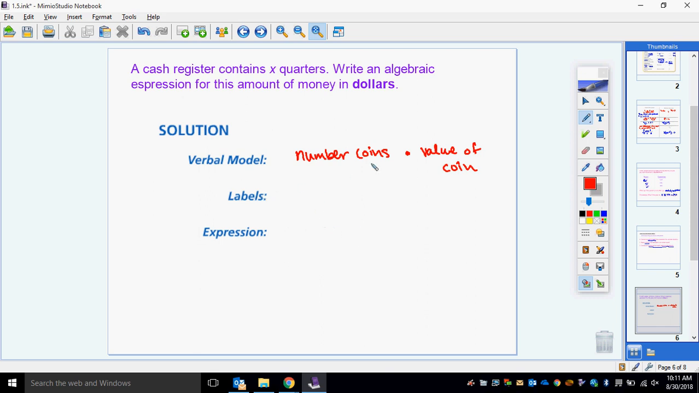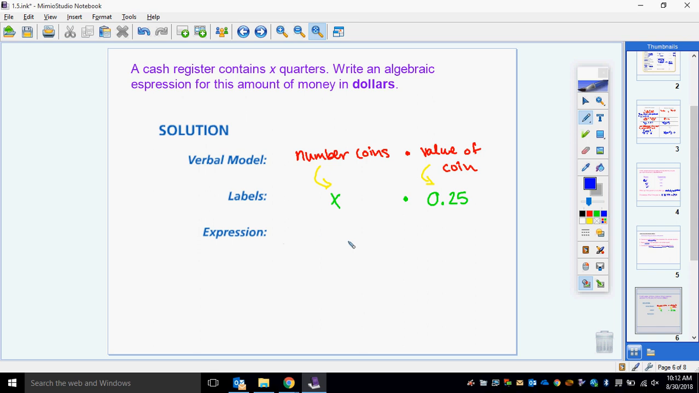So now let's put in labels. The number of coins, it says, I don't know, it's X amount. So the label there is X. And the label for the value of a coin, well, it depends on what coin. And here we're talking about quarters. So the value of a quarter in dollars is $0.25. Okay, so I've created the labels. Number of coins label is X. Value of a coin, in this case, is 0.25.